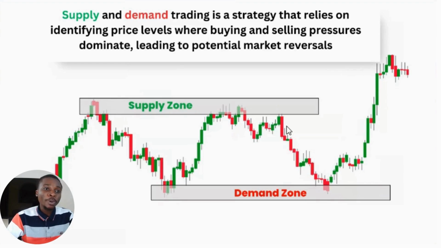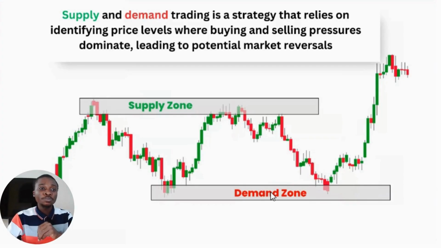You can see that when price fell down to the demand zone, buyers were attracted, and a lot of buyers entered at this point. So when there's a lot of demand, or people want to buy a particular product, the price of that product will go up again. The price of that product will increase.